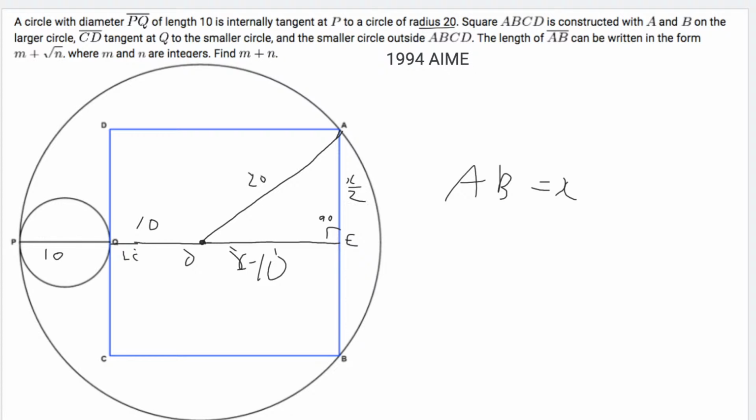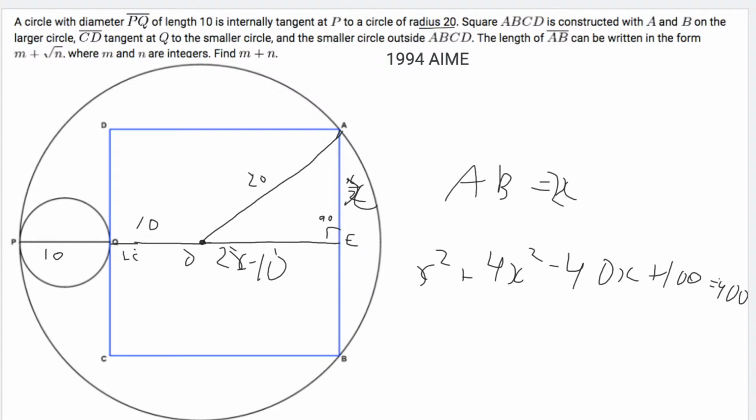Now we use the Pythagorean theorem. No, I'm going to say that AB is 2x, so it's easier to work with. So this is x, and then this is 2x minus 10. It's going to be a bit easier, so no fractions. So now we just use the Pythagorean theorem, and we get x squared plus (2x minus 10) squared, which is 4x squared minus 40x plus 100, equals 400, which is the 20 squared, which is the hypotenuse.